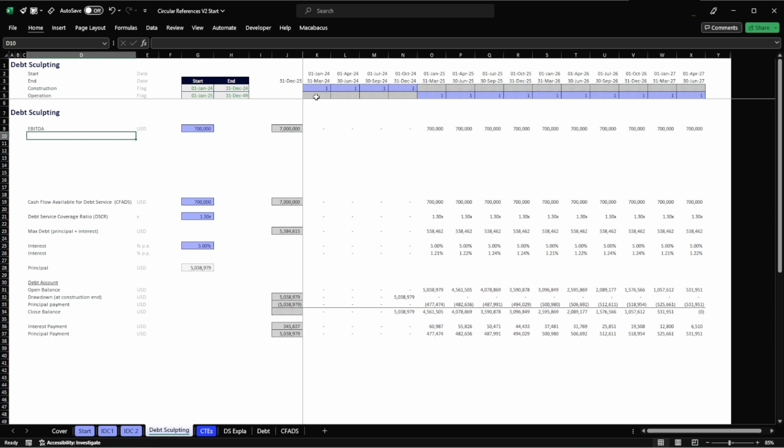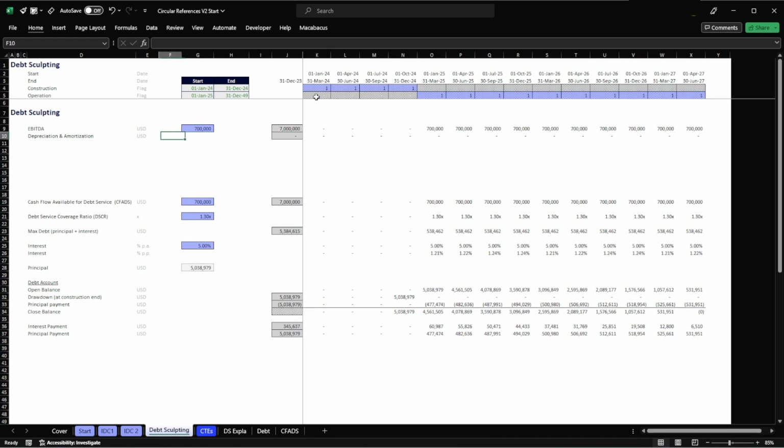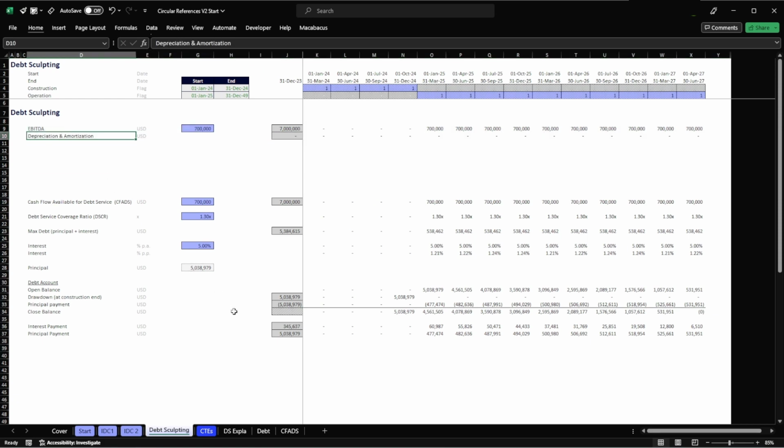What we're going to have then is our depreciation and amortization. It's going to be in USD, and for the sake of the exercise, we're going to say this is going to be 0. It doesn't really matter for now, but of course, in a real project, we are going to have some numbers in here. So this is the second component of our calculations for the CFADS. We have the EBITDA, and we have the depreciation and amortization.